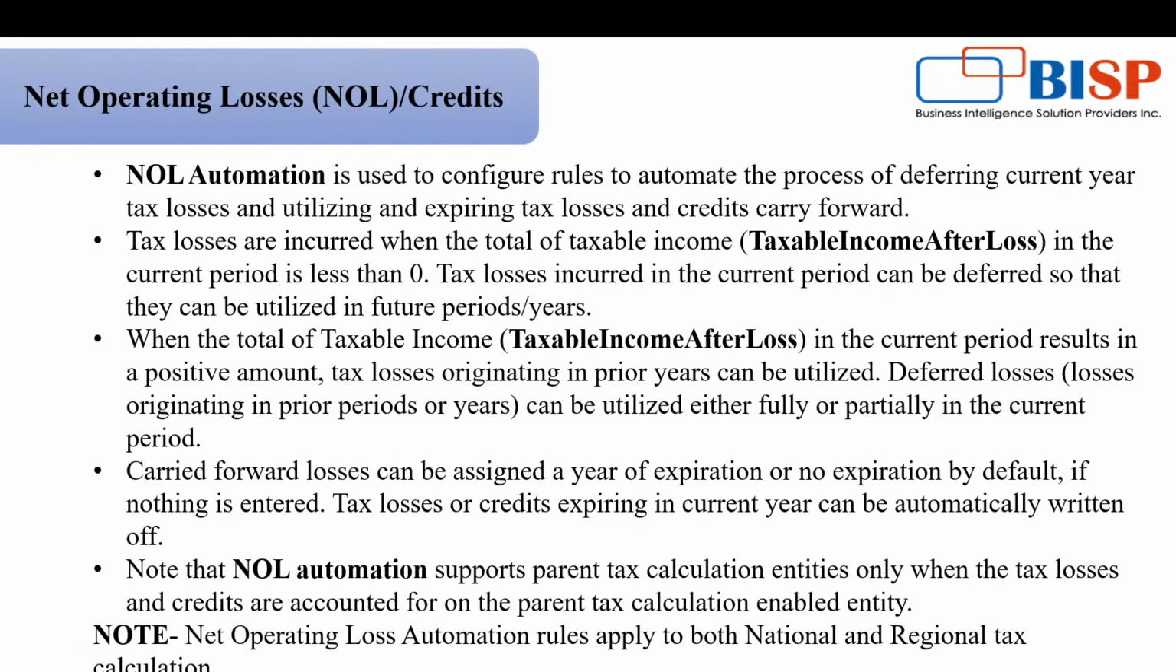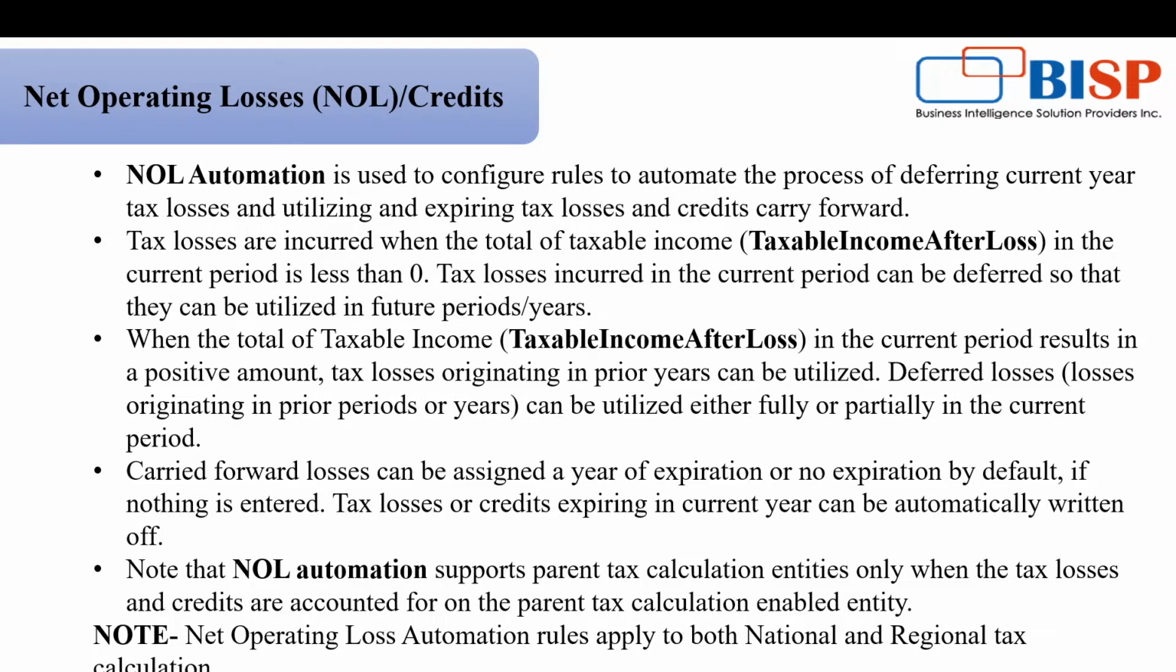Okay, so these slides define what NOL automation is and when a tax loss exists. It explains that the NOL automation module is used to configure rules that automatically defer current year losses, utilize prior carryforwards, and expire old tax credits. It also notes that the system supports parent tax calculation entity only when the parent account carries the losses and credits, and the automation applies to both national and regional calculation.